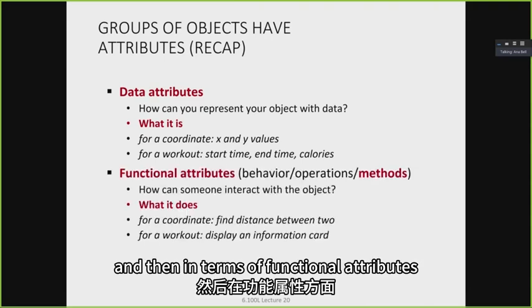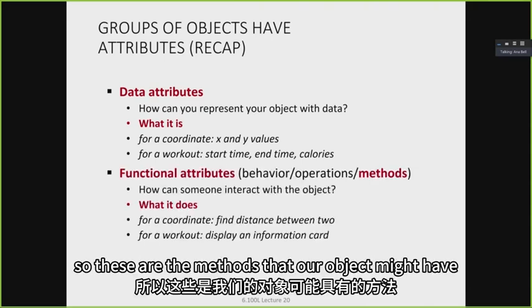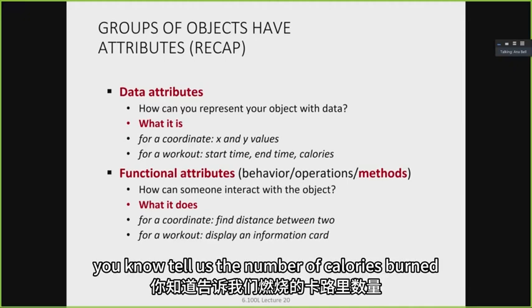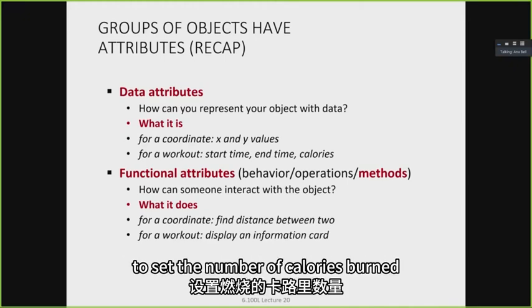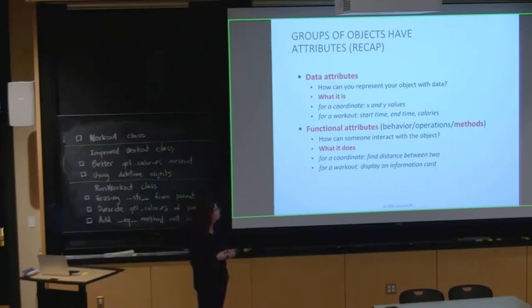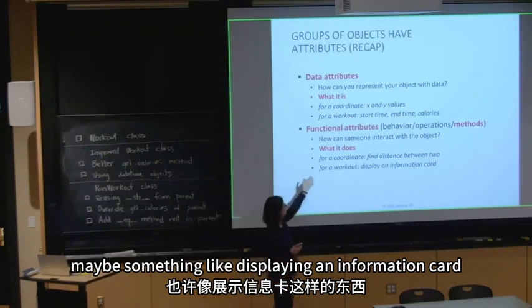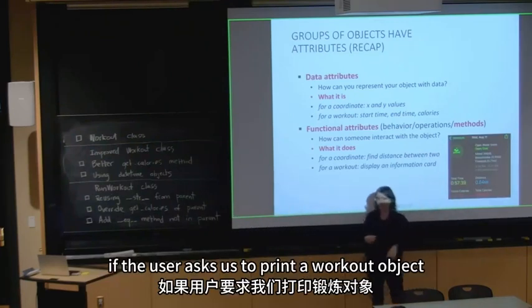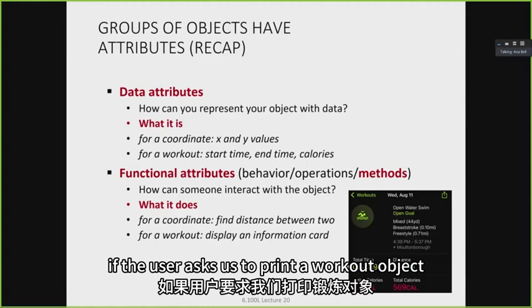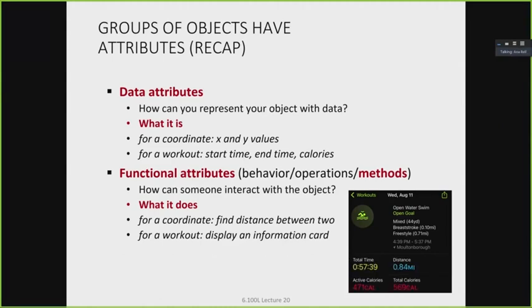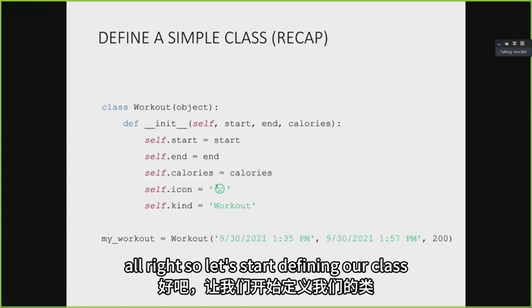And then in terms of functional attributes, so these are the methods that our object might have. Well, we can have, of course, the ability to tell us the number of calories burned, so something like a getter method, and a method to set the number of calories burned if we accidentally inputted the wrong number, right? Reset it. And then maybe something like displaying an information card, right? So something like this. If the user asks us to print a workout object, we might display information in this nice manner here.